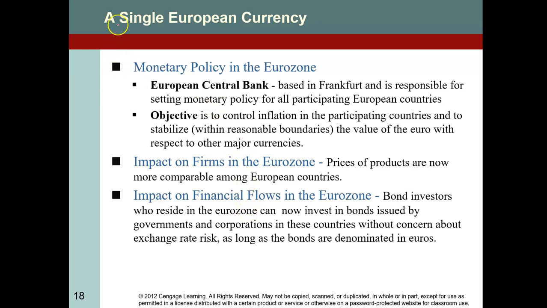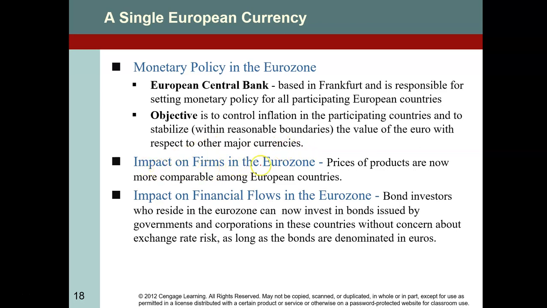Another key concept here is a single European currency. Okay, it's about the monetary policy in the Eurozone. We have the European Central Bank based in Frankfurt, which is responsible for setting monetary policy for all participating European countries. The objective is to control inflation in the participating countries and to stabilize within reasonable boundaries the value of the euro with respect to other major currencies.